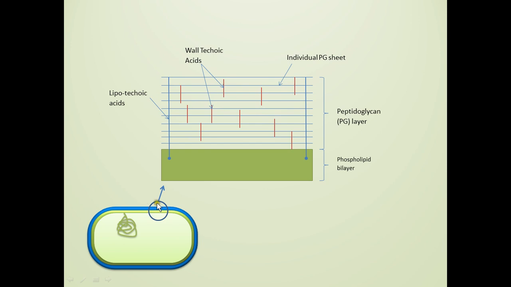It has two parts to its cell envelope, the underlying cell membrane, which is a phospholipid bilayer, and a thick peptidoglycan layer. If we look here at the peptidoglycan layer, we notice that it is composed of multiple sheets of peptidoglycan. The individual sheets of peptidoglycan are being held together or glued together by wall teichoic acids. The entire peptidoglycan structure here, this thick layer of peptidoglycan, is then held to the underlying cell membrane, the phospholipid bilayer, using lipoteichoic acids. And so that's our gram-positive bacterial structure.